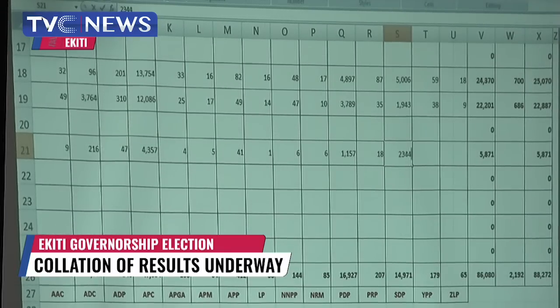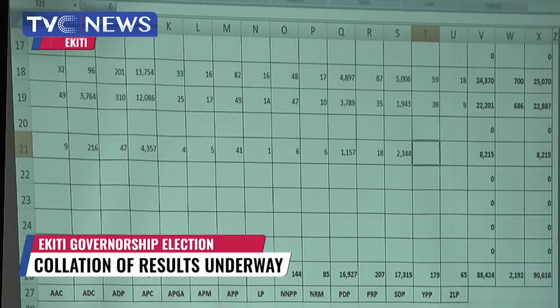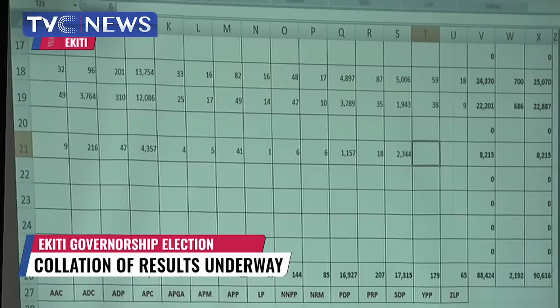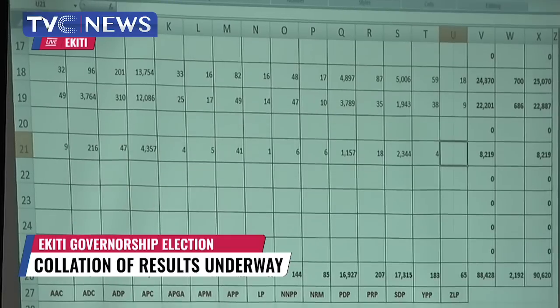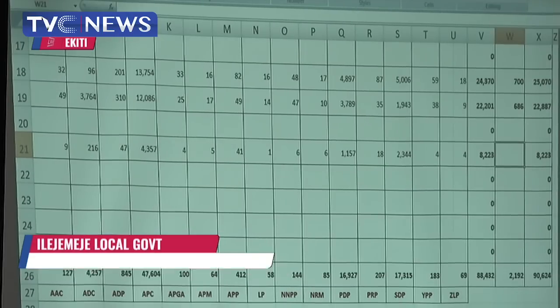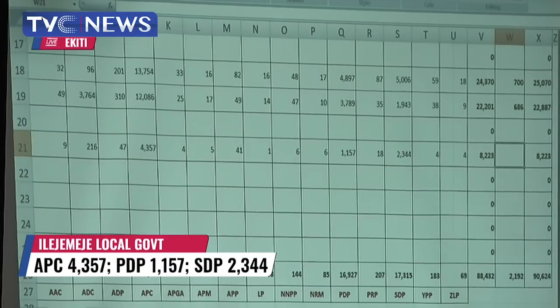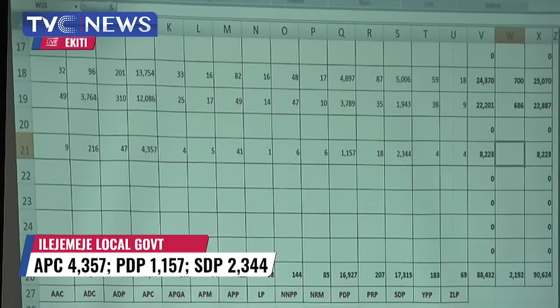SDP 2344. YPP 04. ZLP 04. Total valid votes 8223.